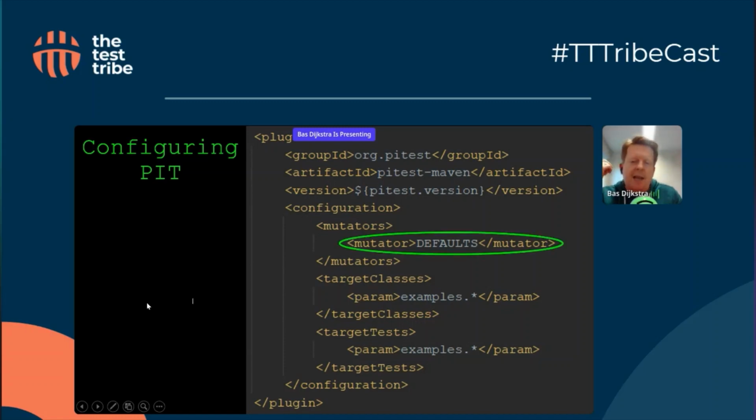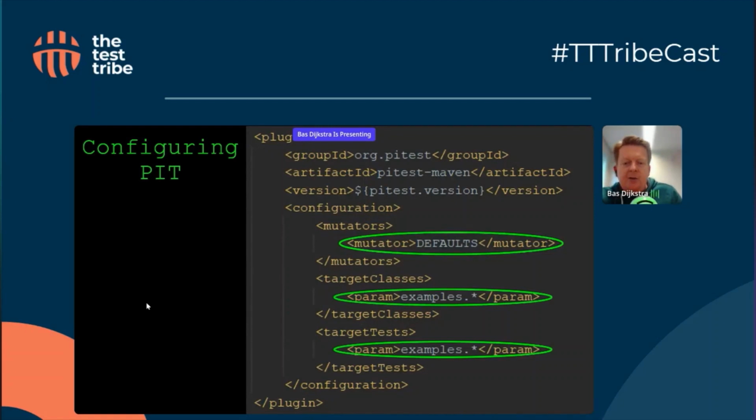So you can say, well, I want to use the default, a specific set of mutators. And mutators are the kinds of changes that the mutation testing tool makes to your code. I'll show you the defaults, but there's lots of others. And you can tell, for example, where the code that you want to mutate is located and where the associated tests are located.